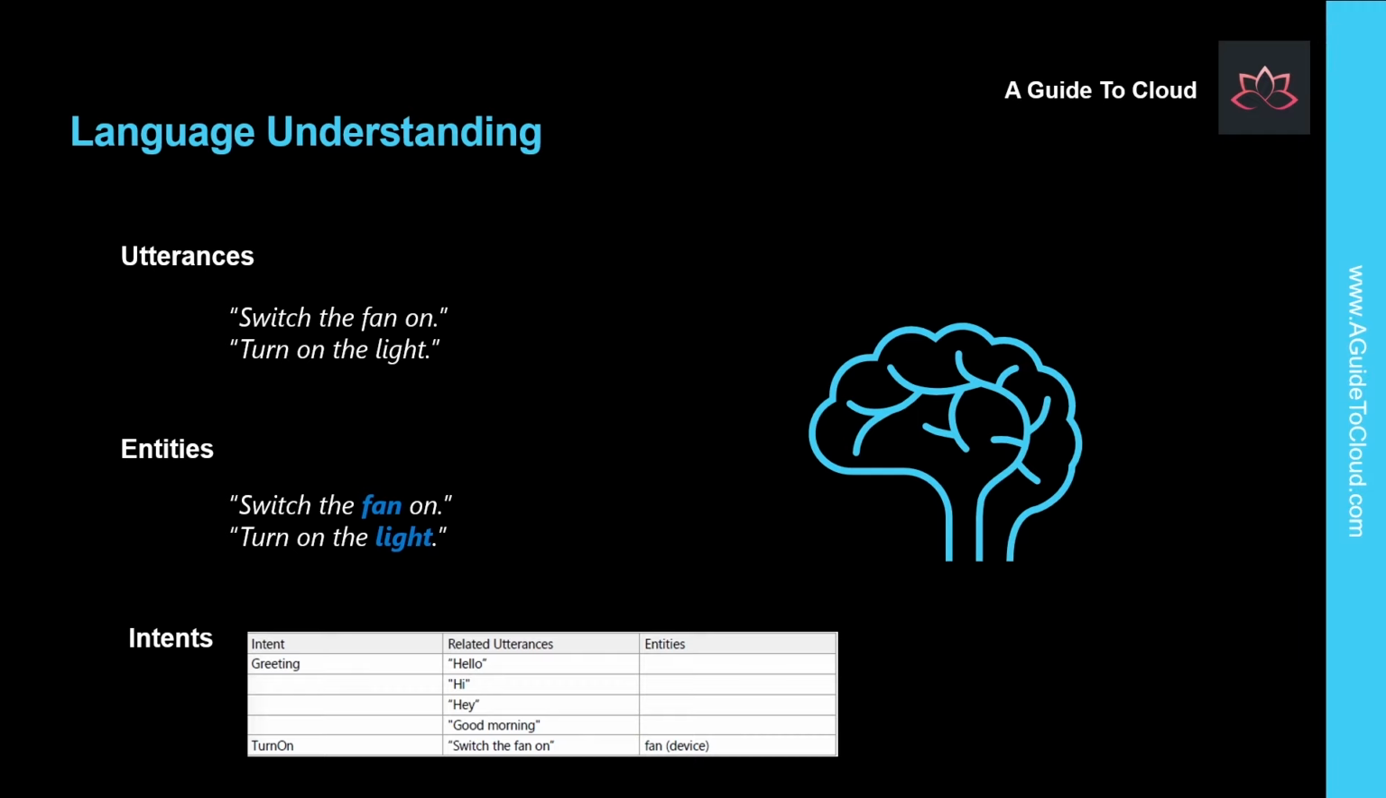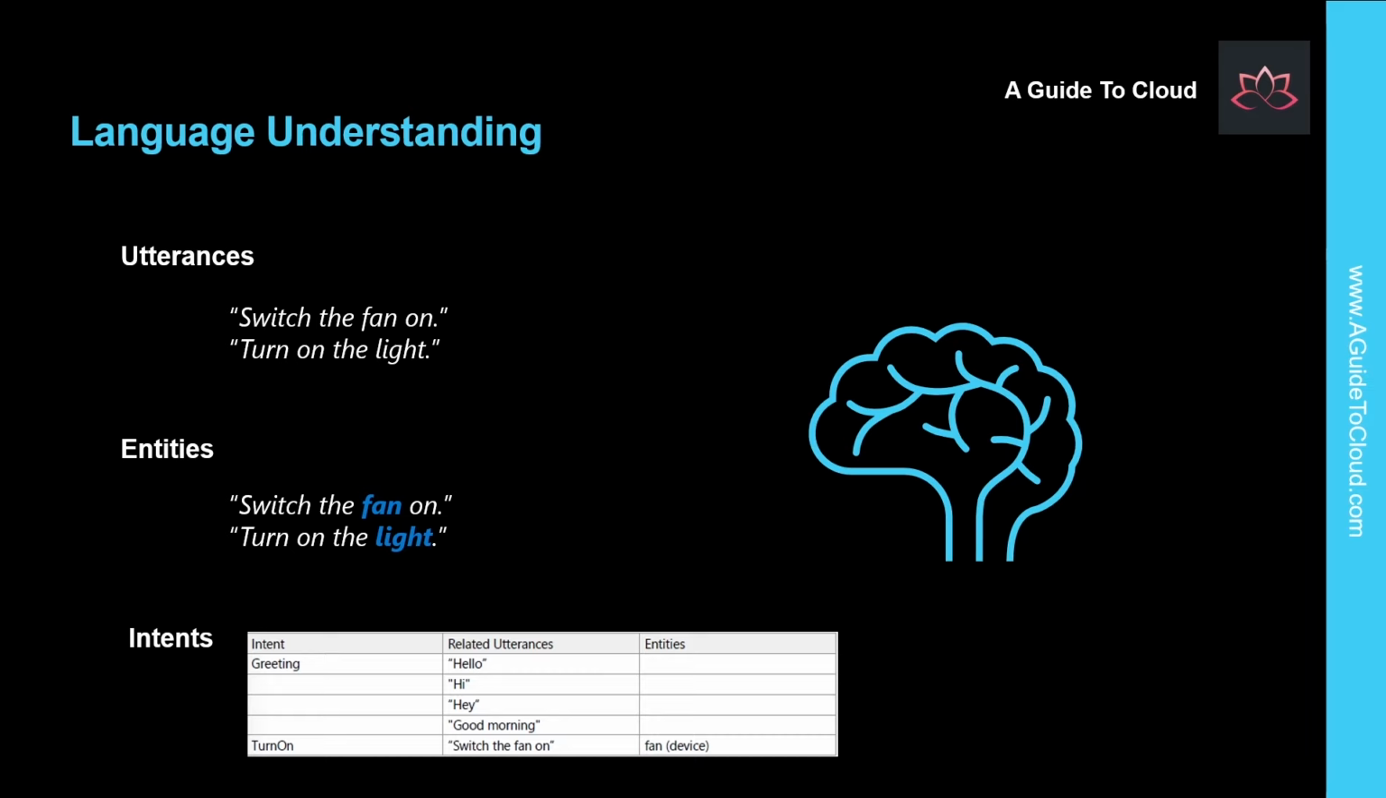To work with the Language Understanding Service, you need to take into account these three concepts: utterances, entities, and intents. An utterance is an example of something a user might say and which your application must interpret. For example, when using a home automation system, a user might use the following utterances: switch the fan on or turn on the light, etc. An entity is an item to which an utterance refers. For example, a fan and a light in the following utterances.